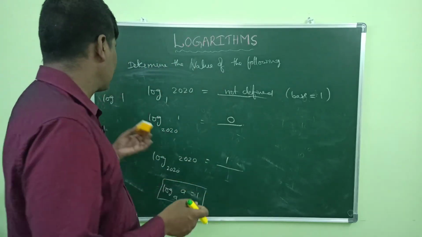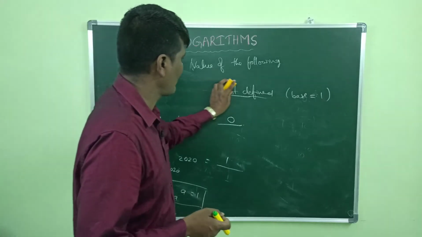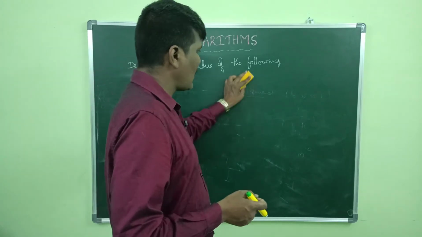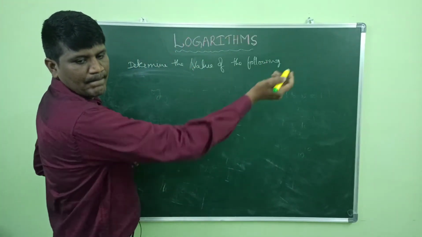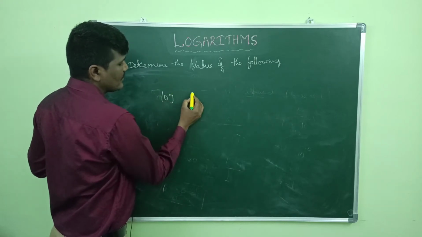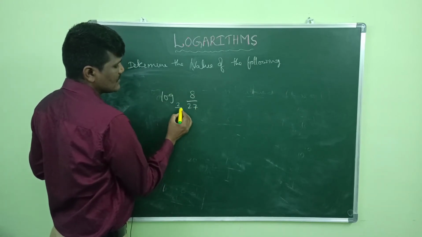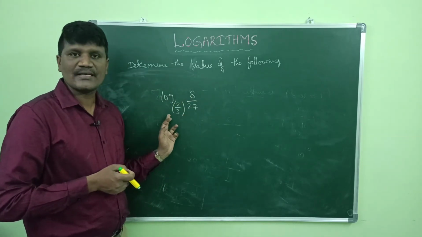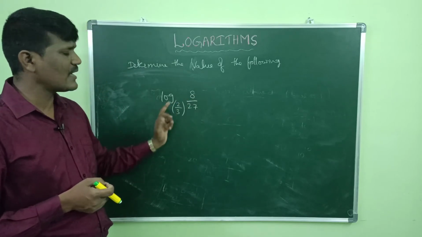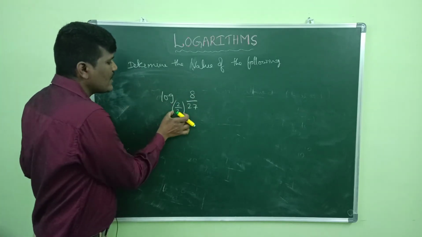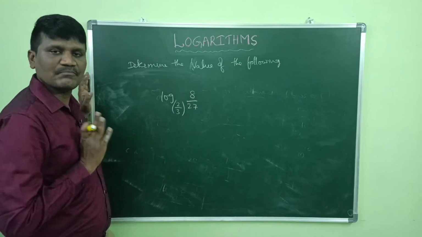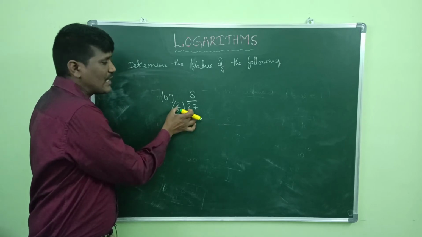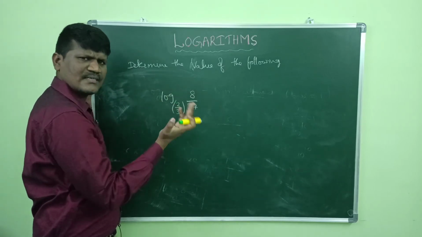Right, next. Suppose my question is like this: log 8 by 27 to the base 2 by 3. If the problem is like this, always remember to make the base and the log value the same. In the first case, you try to make the log base and the log value the same. If they are the same, you can easily get the answer.